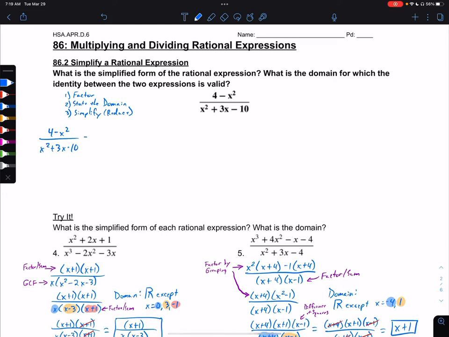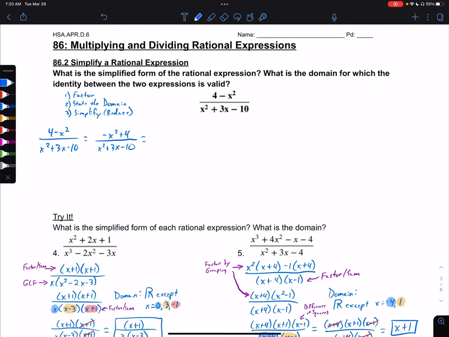Now, the first thing I notice is that my numerator is not in standard form. So I'm going to swap those and rewrite my numerator as negative x squared plus 4. I'm just changing the order, which we're allowed to do. It's addition and subtraction, so we can move terms around as long as we keep the signs correct. The denominator, I'm not going to factor yet. We will get to it.